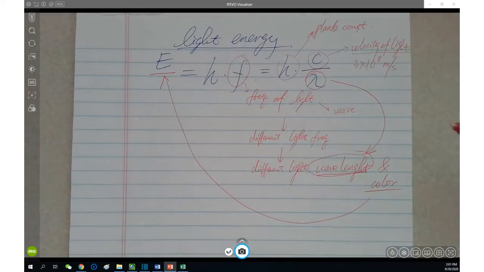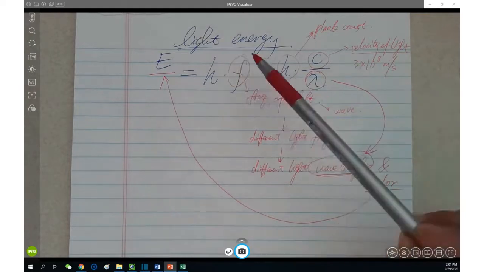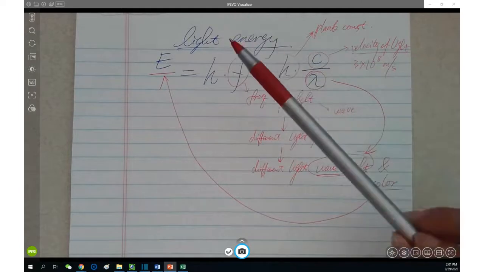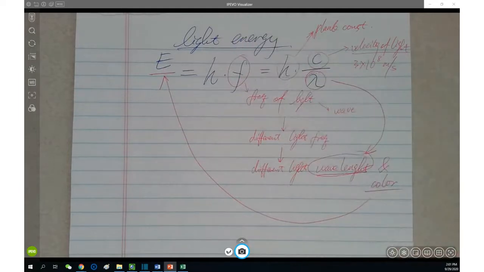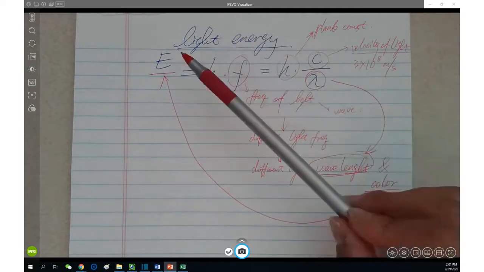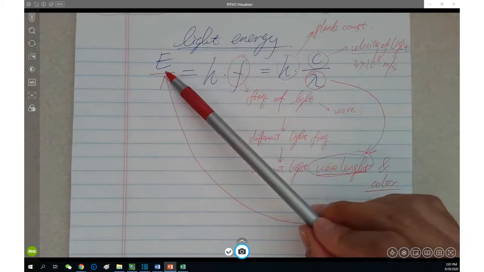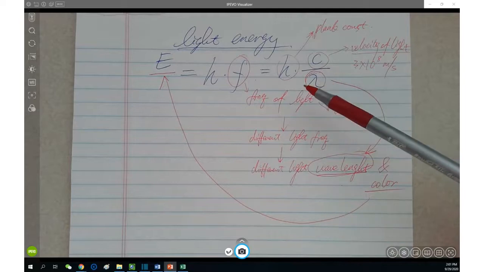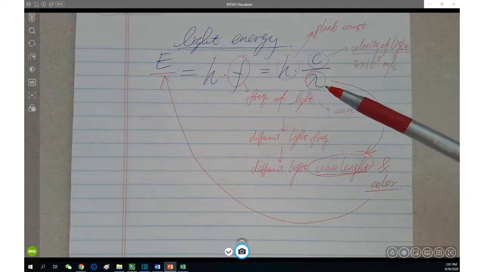The key is the relationship between the frequency and the energy, and the wavelengths and the energy. Does it make sense? The higher the frequency, the higher the energy. However, the lower the wavelength. This is the thing you need to know.